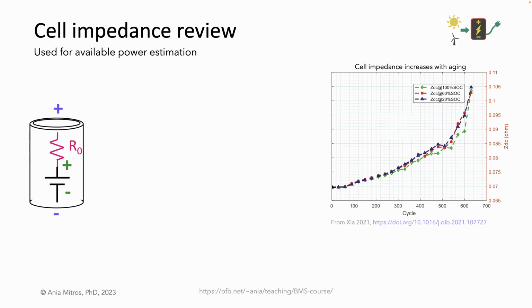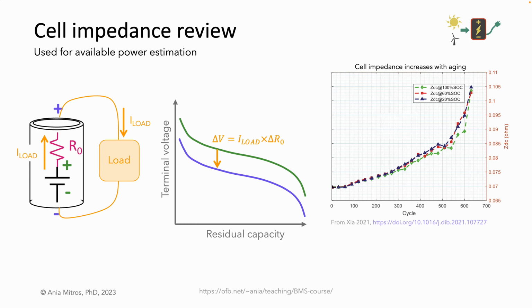As you may recall from the lecture on cell behaviors, when we apply a load current to the cell, the terminal voltage decreases proportionately to the load current multiplied by R0. Since we must stop discharge when the cell's terminal voltage reaches its minimum operating voltage, for a given load current there is some residual capacity that we cannot access. Or we must reduce the load current, reduce the power. With an increased R0, the battery can provide less power.